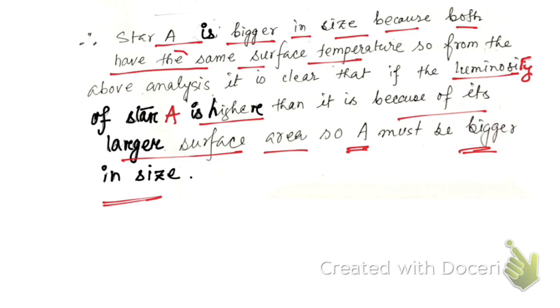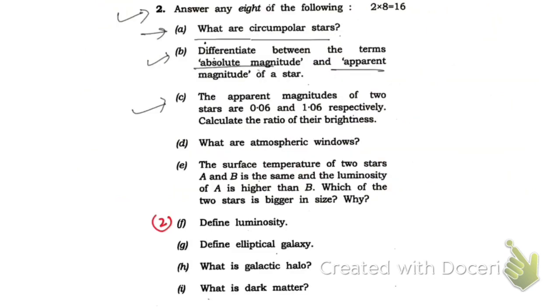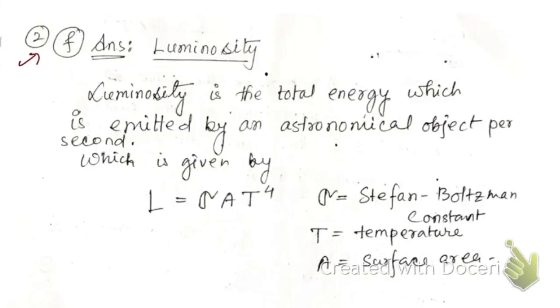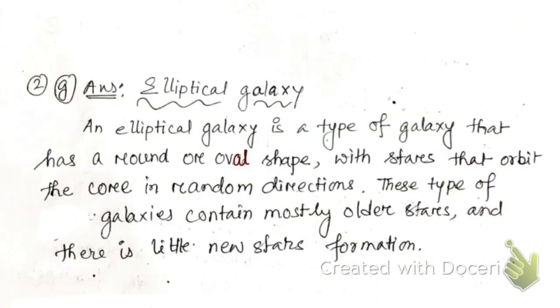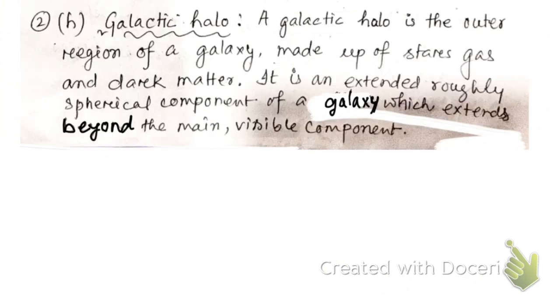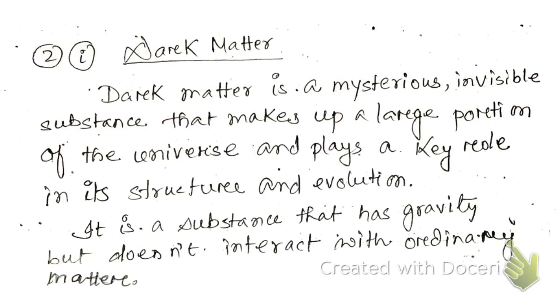Now let's move on to the next question. Now question number 2F. I'm going to show the answers to questions 2F, G, H, I one by one. Let me show you. Pause the video and take a screenshot or take a note. So here is the answer to question number 2F, and this is the definition of luminosity, right? And that is 2G. Pause the video and note it. And 2H, then we have 2I, right?